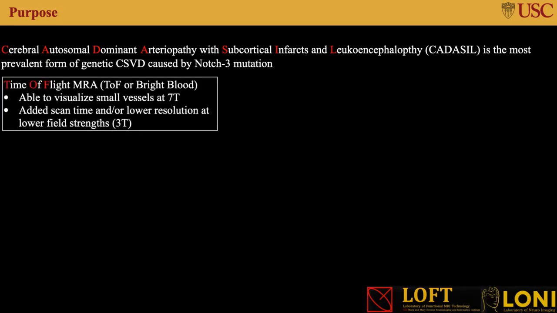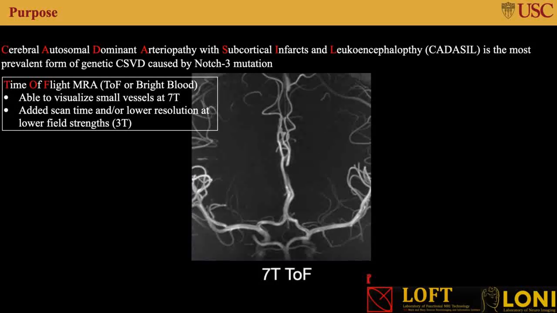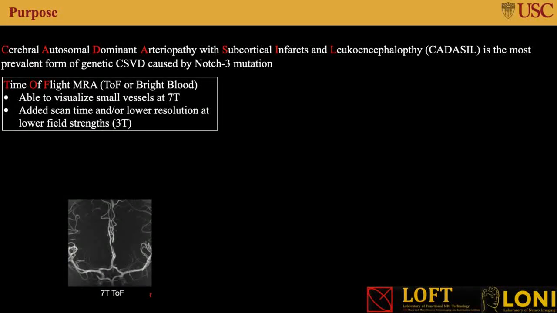CADASIL is commonly studied using time-of-flight MRA, which is sometimes referred to as bright-blood MRA. It was shown that TOF MRA at 7T can visualize small vessels, as we can see here in this figure. However, the limited ability to delineate finer vascular structures and prolonged scan time at lower field strengths, including 1.5T and 3T, both of which are the most commonly used in clinical settings, has impeded understanding into the complex nature of the disease.